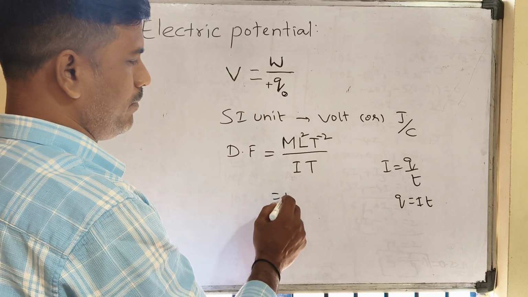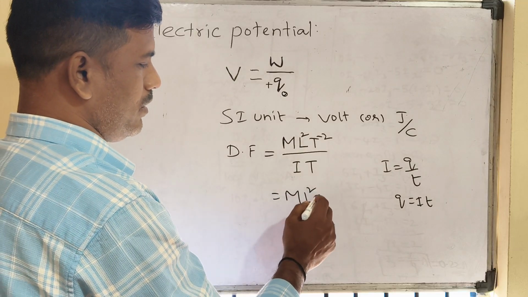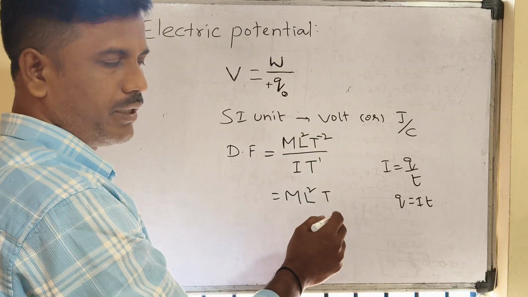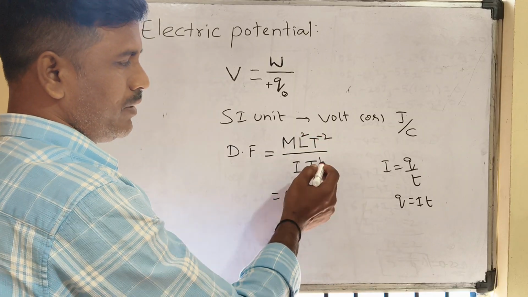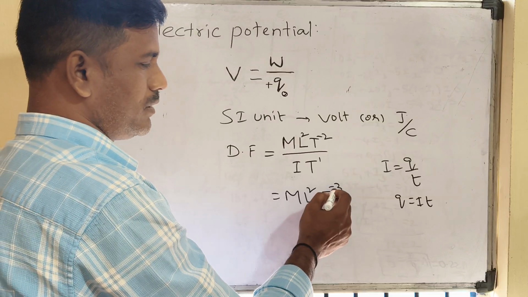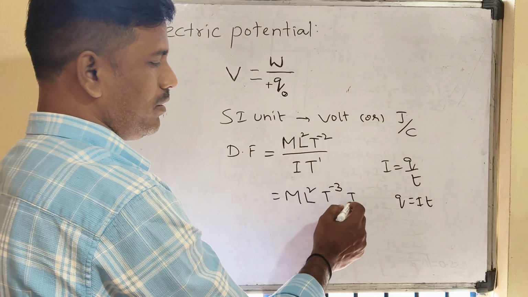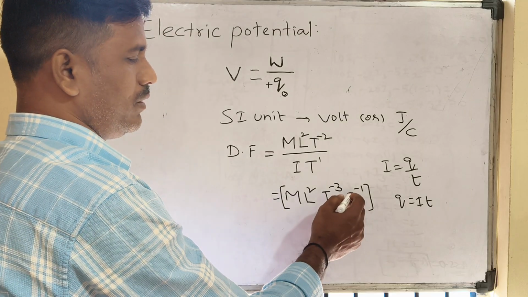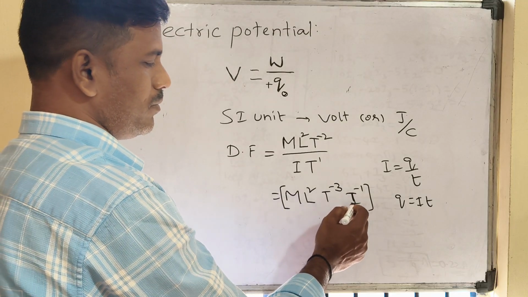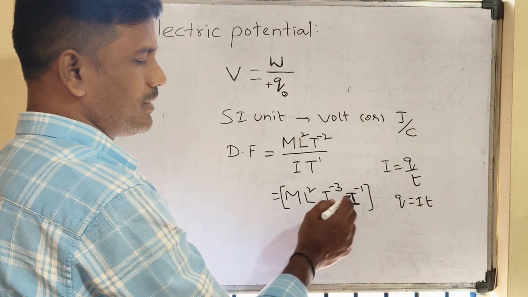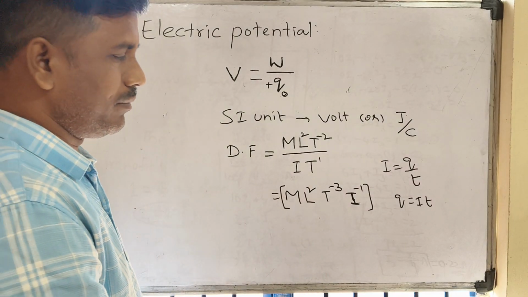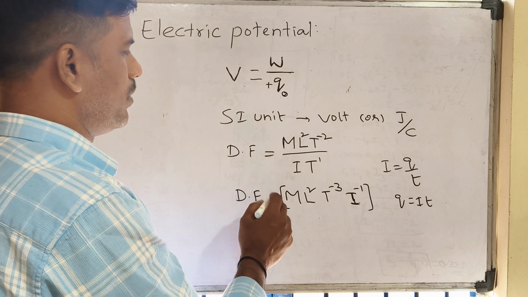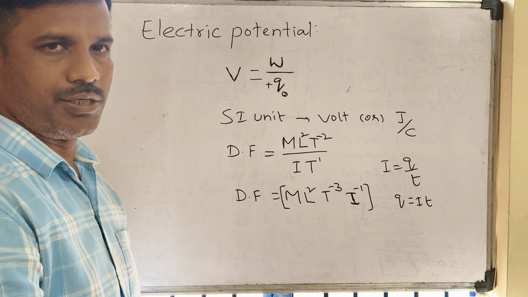So finally we get M L square T power minus 3, and I power minus 1. The current dimension is sometimes written as capital A, for ampere, so A power minus 1. This is the dimensional formula for electric potential.